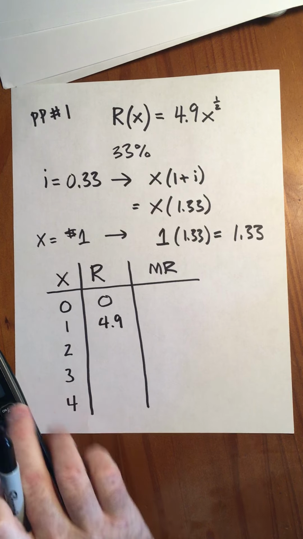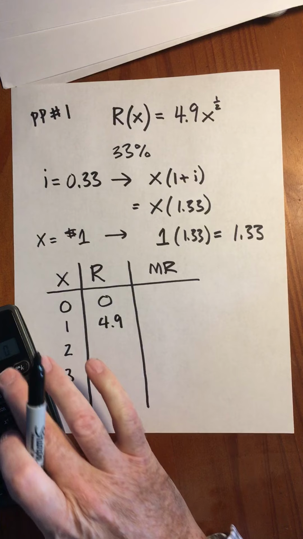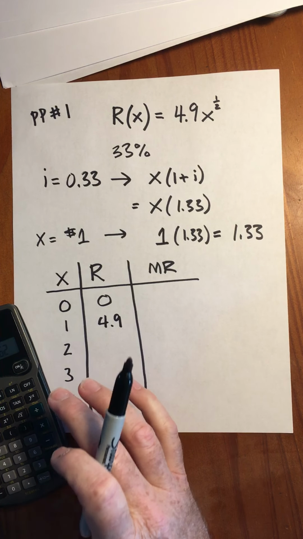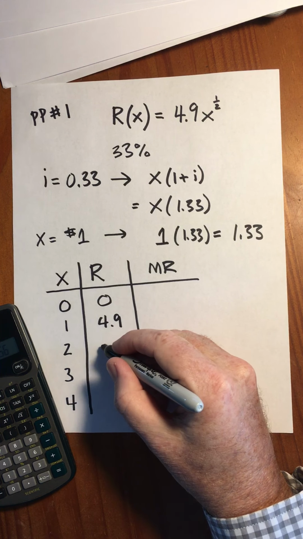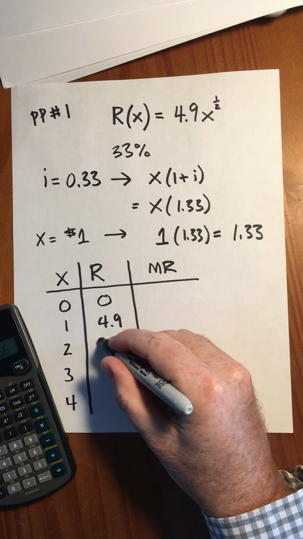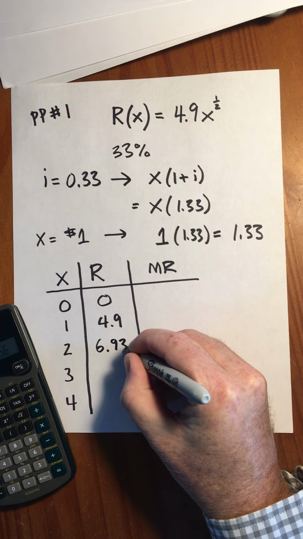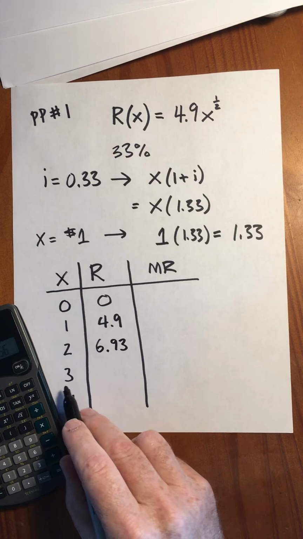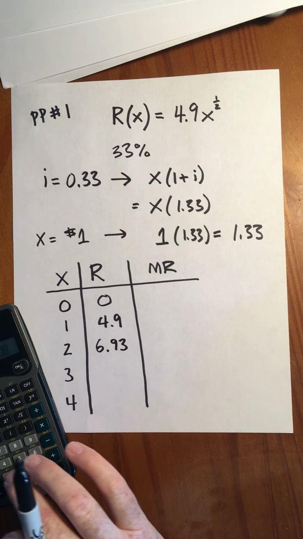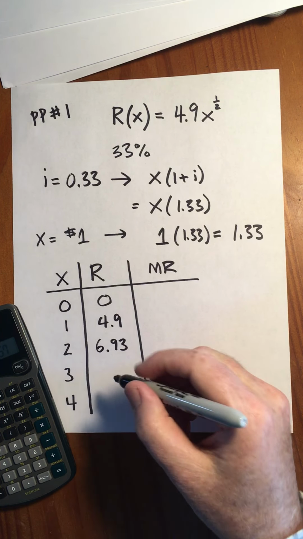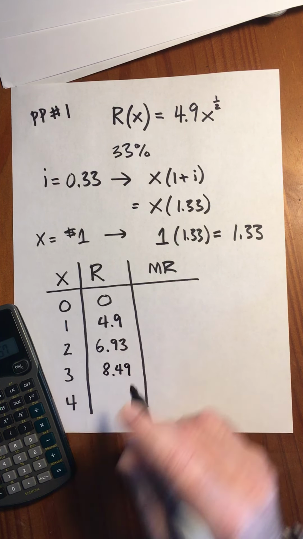When X is 2, all I'm going to do here is plug 2 in here. So I need to take the square root of 2, which I don't know what that is. So let me use my calculator, and then multiply that by 4.9. And it looks like, if I did that right, I got, rounded, 6.93, I think. You guys can check this. Let's do one more. If X is 3, I take the square root of 3 and multiply that by 4.9, and I have 8.49, if I round to the hundredths place.